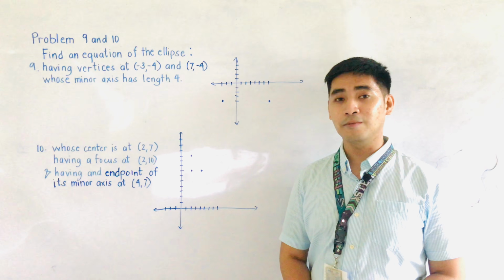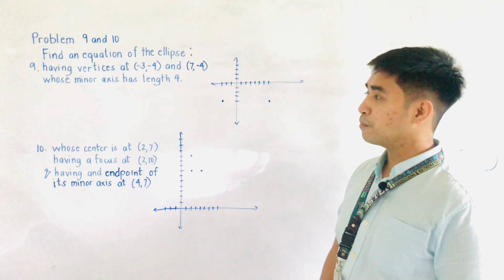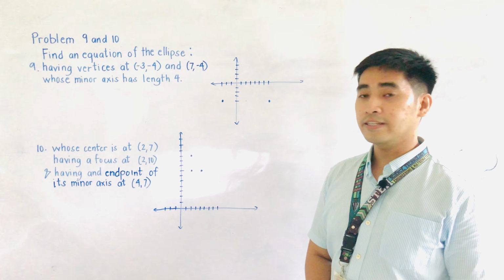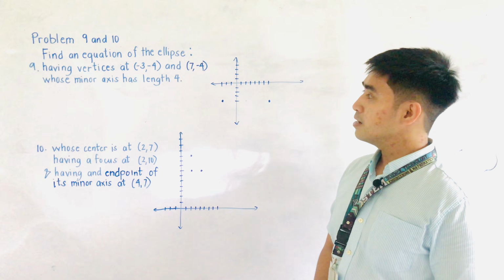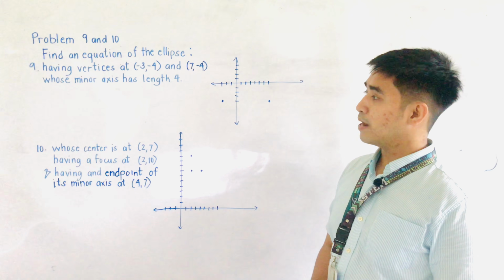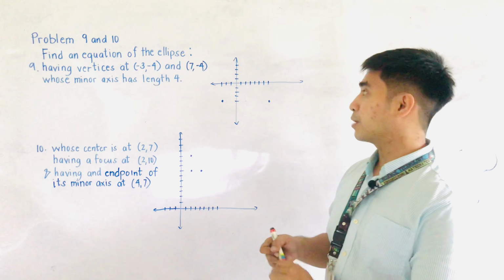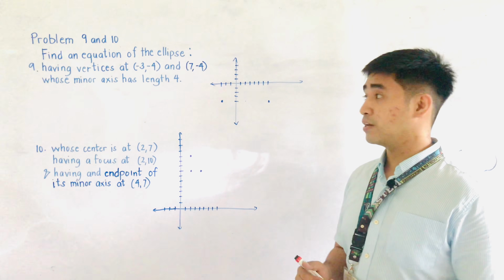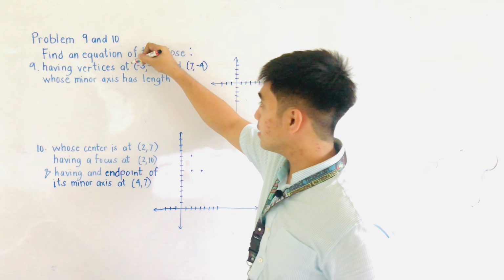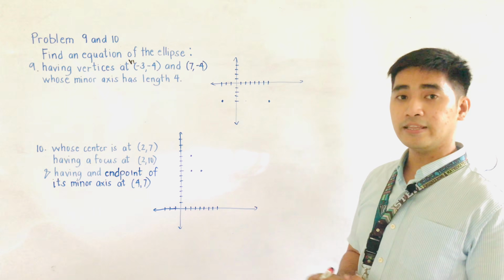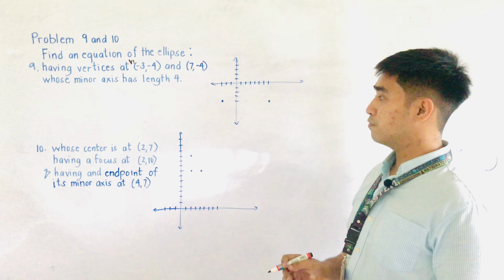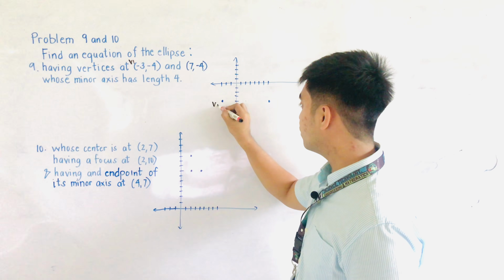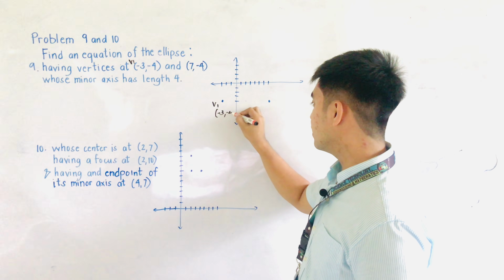So for problems 9 and 10, we have for problem 9, find an equation of the ellipse having vertices located at -3, -4, 7, -4, and whose minor axis has length 4. If we have this one, all we have to do first is to plot the given points. We are given V1. Let's say this is V1 and it is located at -3, -4.